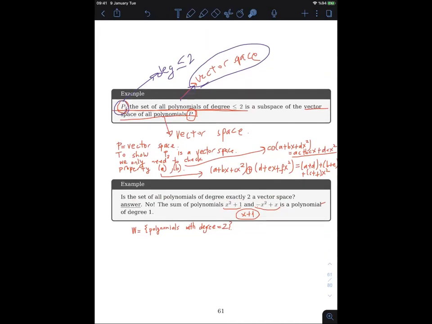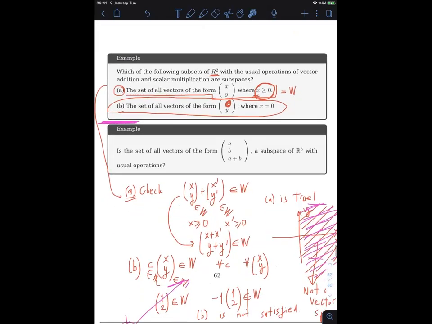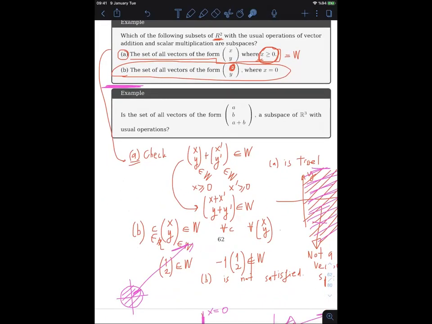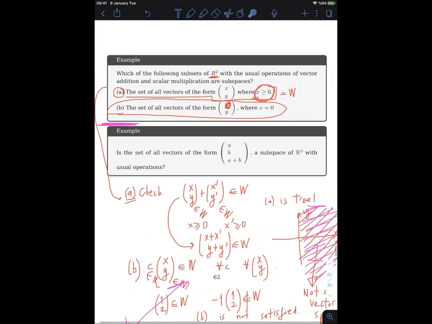Okay, so what is the next thing? This was the last slide we were talking about. So we did this one, right? So we looked at the plane, the vectors in the plane.